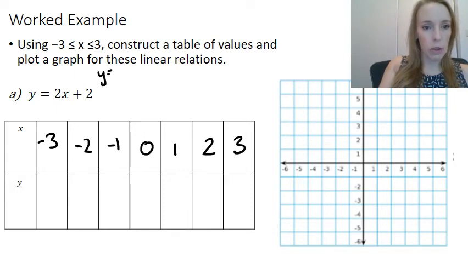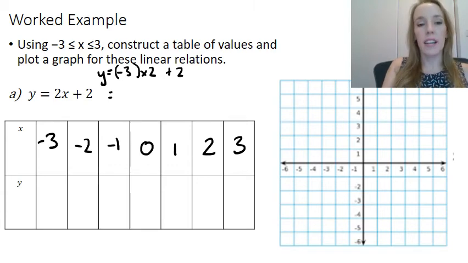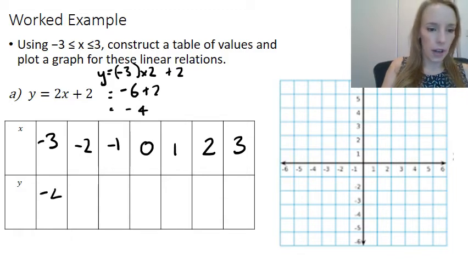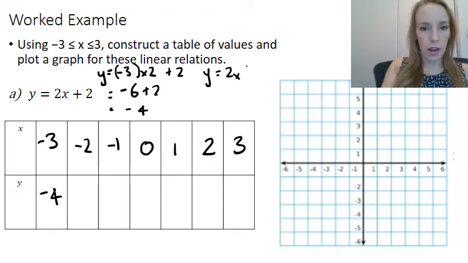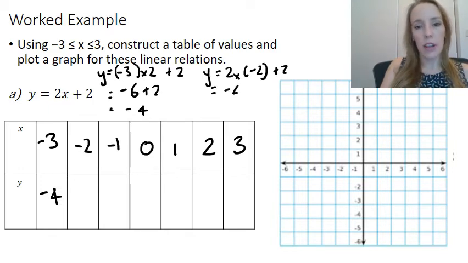So y equals 2x plus 2, and x is going to be -3, so -3 times 2, a negative times a positive is going to give us a negative. So -6 plus 2, -4. For our second one, we've got y equals 2 times -2 plus 2. 2 times -2, positive times a negative is going to give us a negative. So -4 plus 2 equals -2.